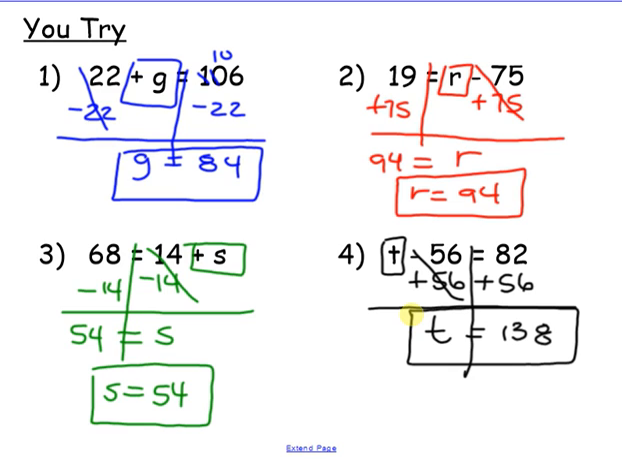Okay, if you're not done, pause the video and finish before I go on. For number 1, you should get G equals 84. For number 2, you should get R equals 94. And for number 3, you should get S equals 54. And then for number 4, you should get T equals 138.